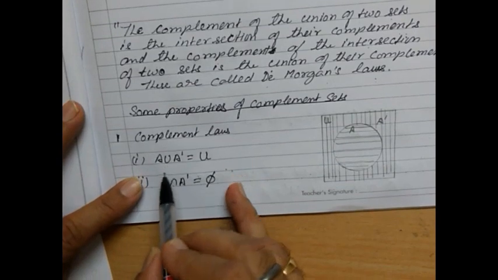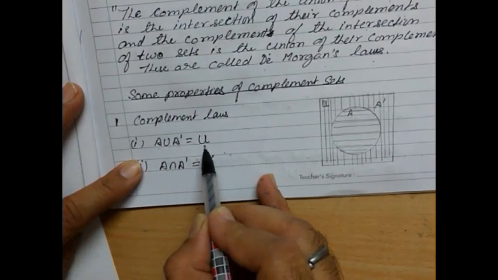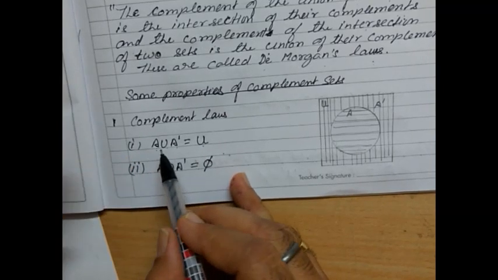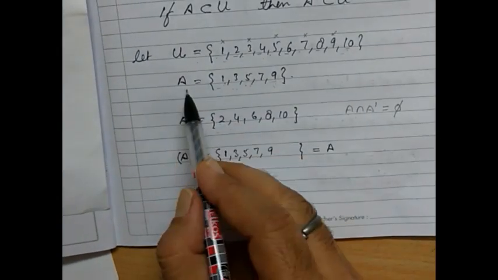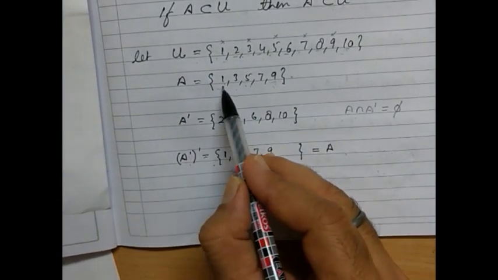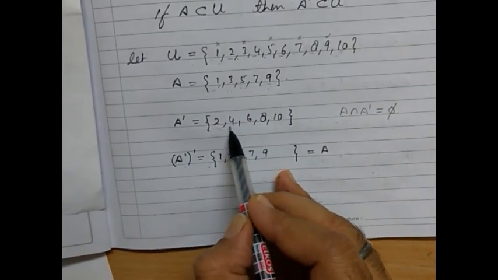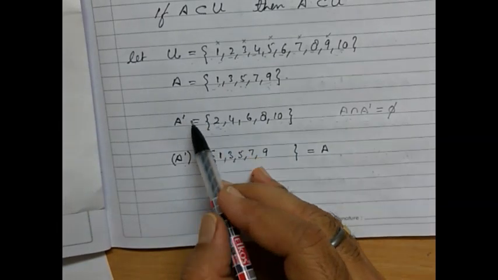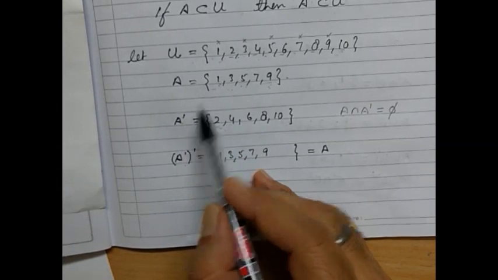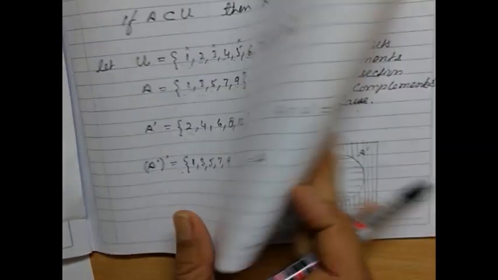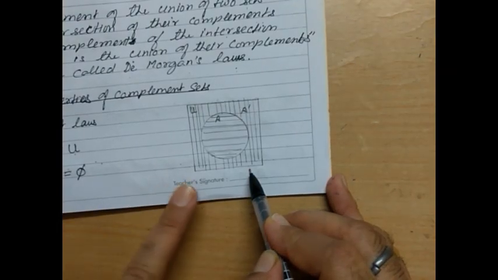The complement law is what is given: A union A complement will give you the universal set. You know it very well. Here, when I did the starting one, A was 1, 3, 5, 7, 9, and A complement was 2, 4, 6, 8. So if we do A union A complement, what will I get? I will get the universal set.